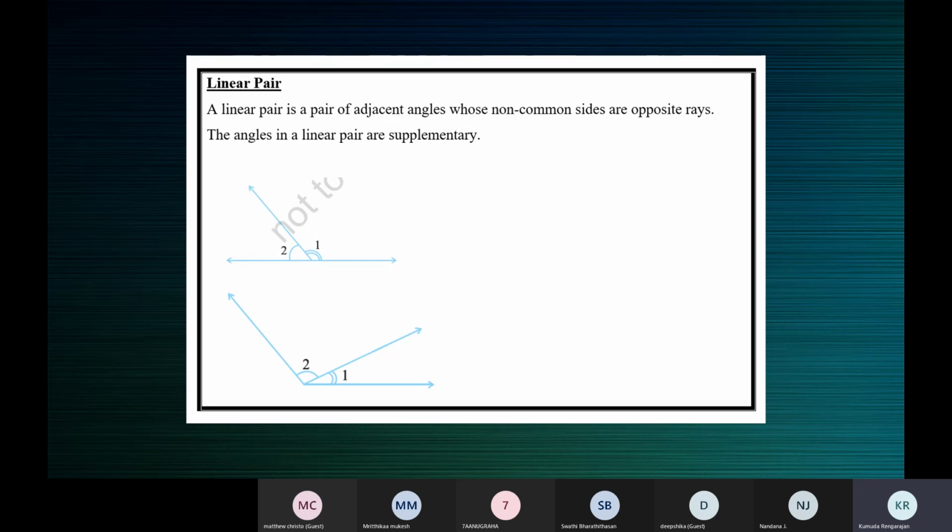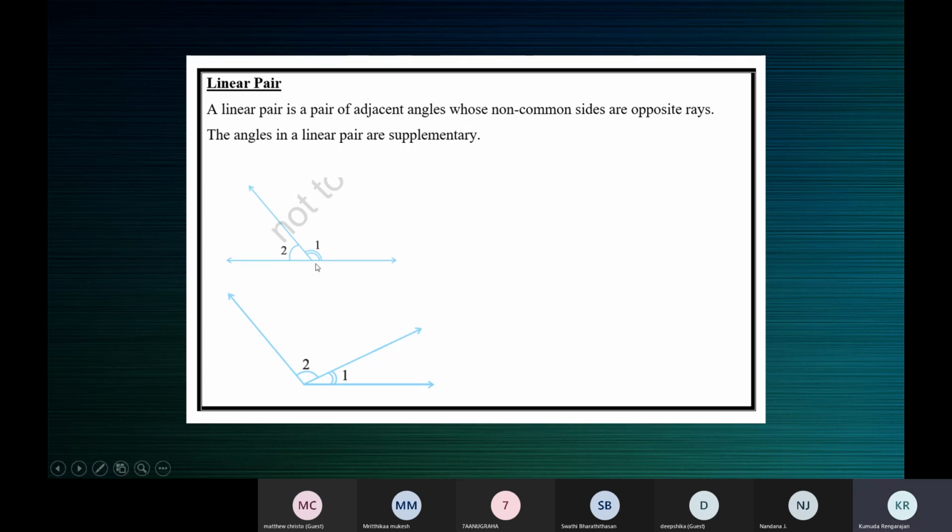That is, they must have a common vertex, they must have a common arm, and their non-common arms will lie on either side of the common arm. And the extra thing which makes it a linear pair is that their non-common arms will be opposite rays. They'll lie on either side of the common arm and they'll be opposite rays. That is, they'll form a straight line. Opposite rays meaning they'll form a straight line.